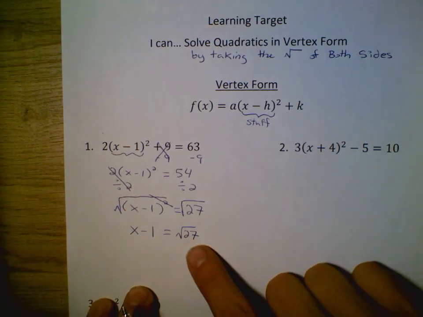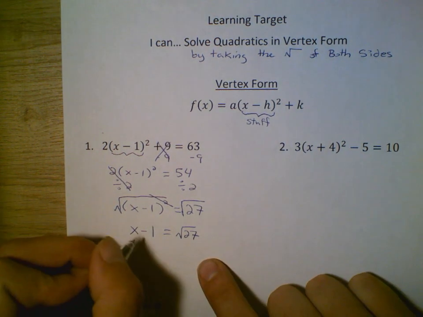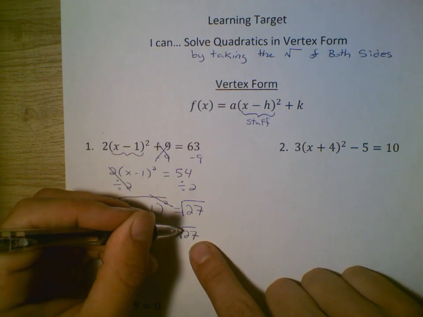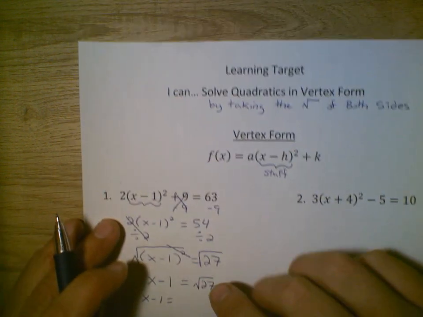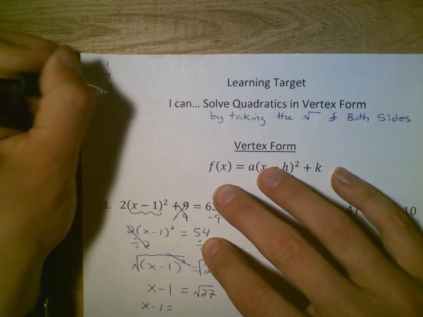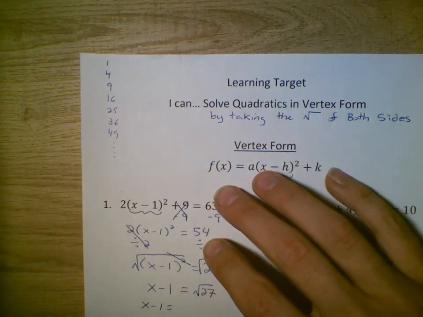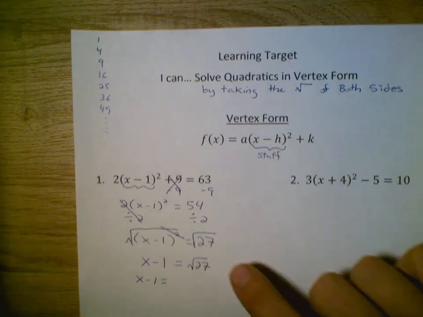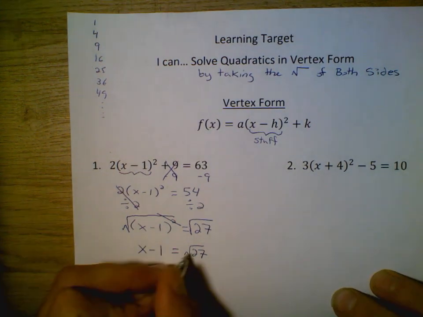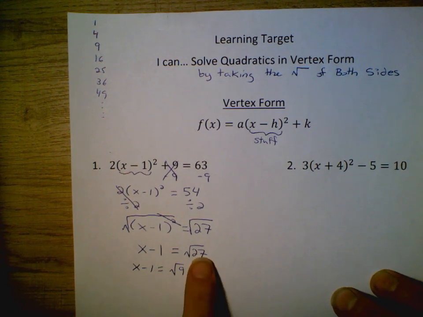Now, I need to simplify the square root of 27. So I need to break this down further. When I do that, I need to think about what perfect squares go into 27. If you think about your perfect squares for a second, you have 1, 4, 9, 16, 25, 36, 49, and so forth, right? And so I want to find the biggest perfect square that's going to divide evenly into 27, and in this case, it's going to be the 9. So I can rewrite the square root of 27 as the square root of 9 times the square root of 3, right? Because 9 times 3 is 27.